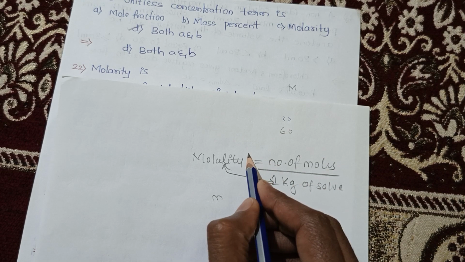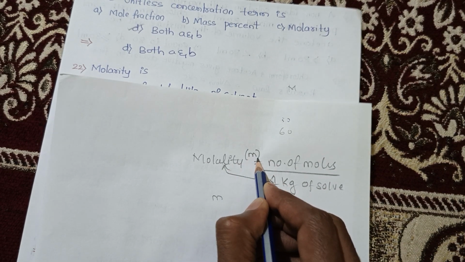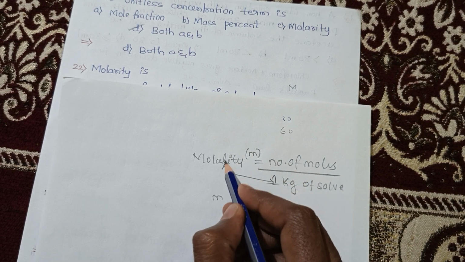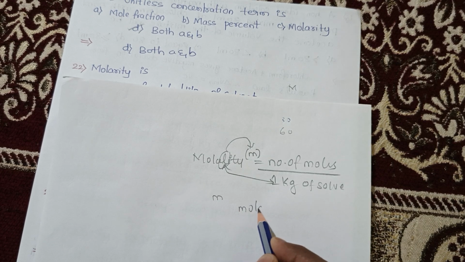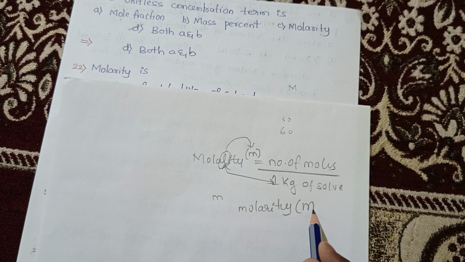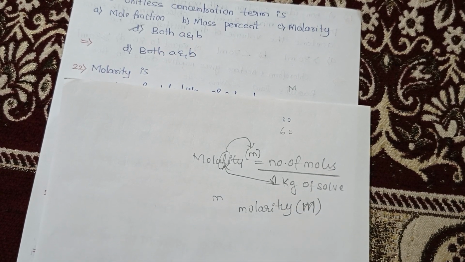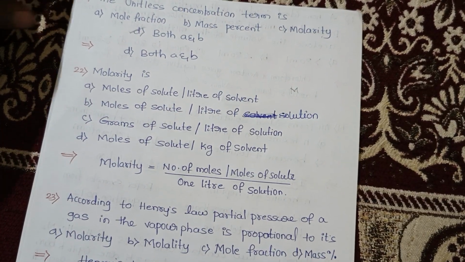And the notation you may get confused. Molality is always the small letter m. You should remember little m for molality. Molarity is the capital M. Don't confuse these two, and these are most important. So therefore your answer is option number B.